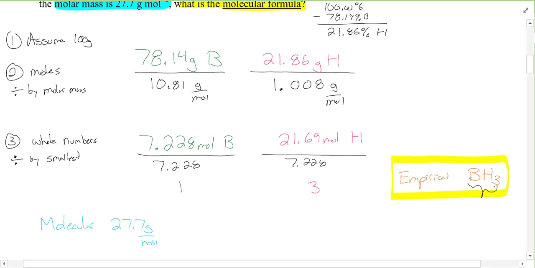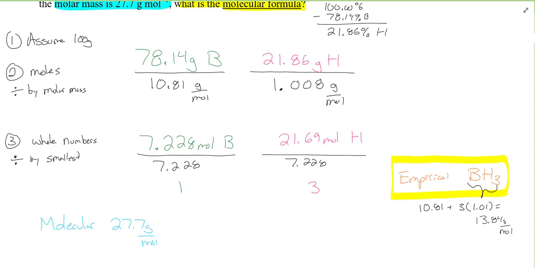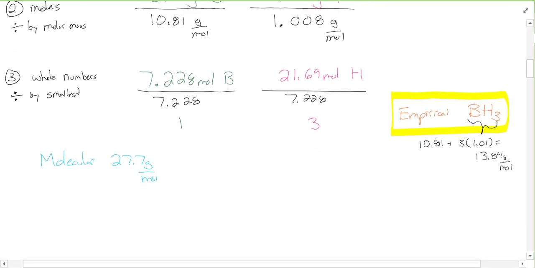What is the molar mass of BH3? I have our 10.81 plus 3 times 1.01 to give me a molar mass of 13.84. So my empirical formula weighs 13.84 grams per mole. My molecular compound is 27.7. So now let's figure out how many empiricals make the molecular. How many empirical formulas compose the molecular formula?